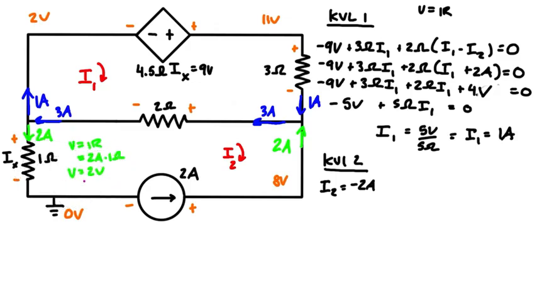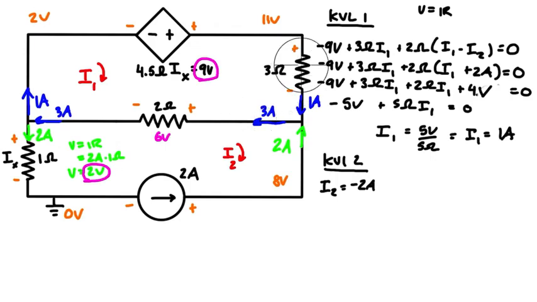So maybe let's just put a little circle around this. This is 2 volts. The dependent power source here is 9 volts. This node here is 2 volts higher than ground, and this node over here is 8 volts higher than ground, so that means the drop across this resistor is 6 volts. Let's just label that on, 6 volts.